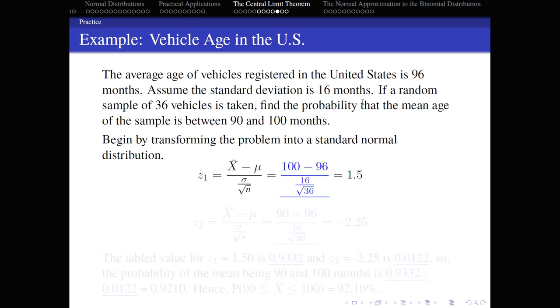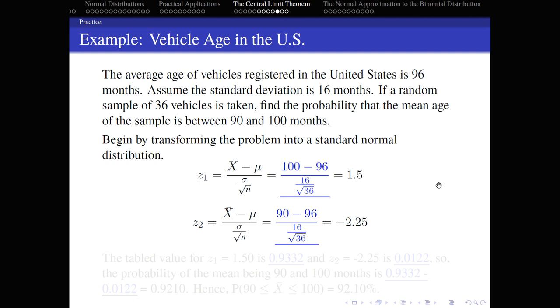So the first one is this 1.5 z-score. We plug in our numbers for the first value: 100 minus the 96 overall average, divided by 16, that's the standard deviation for the population, then divided by the square root of n. In this case, our sample is 36 vehicles. Then we're going to be looking at this second value, 90 months, and calculating a second z-score for that.